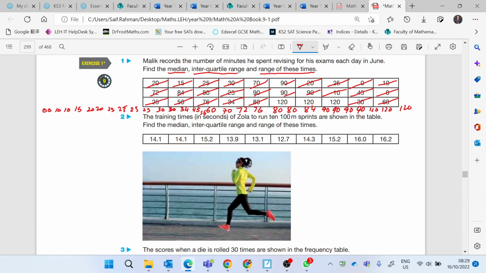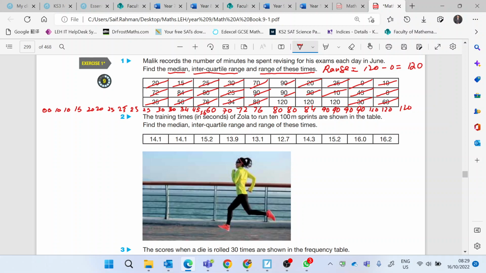These should be the 30 entries. Now we have to find the median, the interquartile range, and the range of these times. If it's a simple range, the range is highest minus lowest. Highest is 120, lowest is 0, so the range is 120. The next question is the interquartile range.